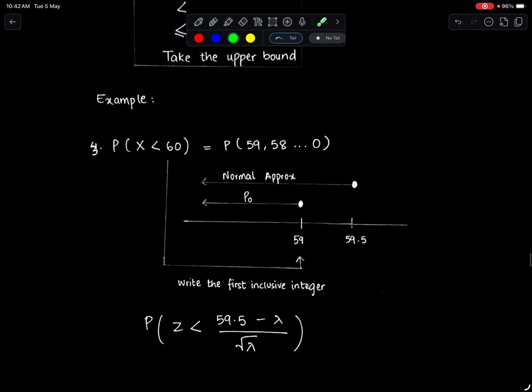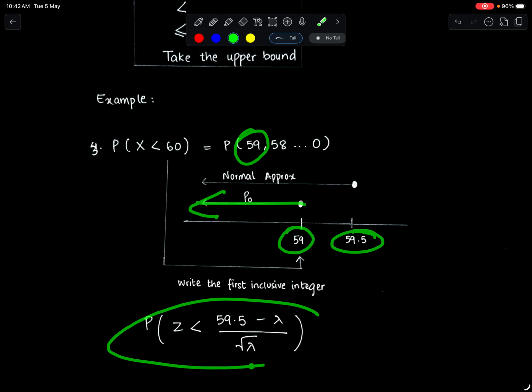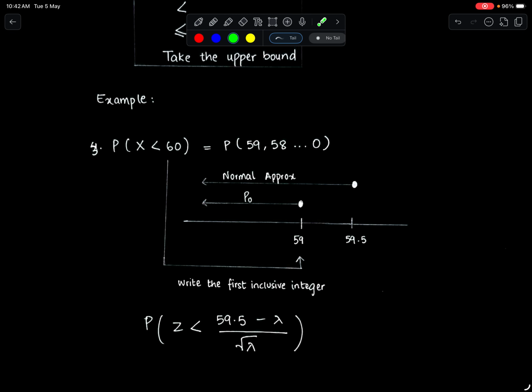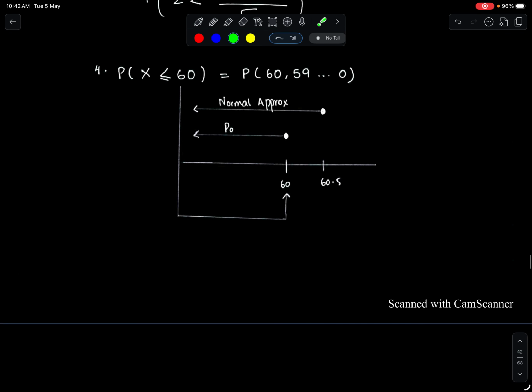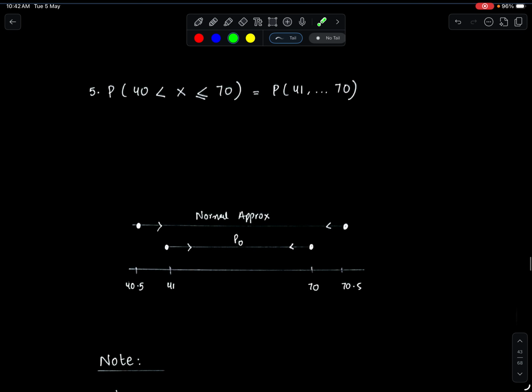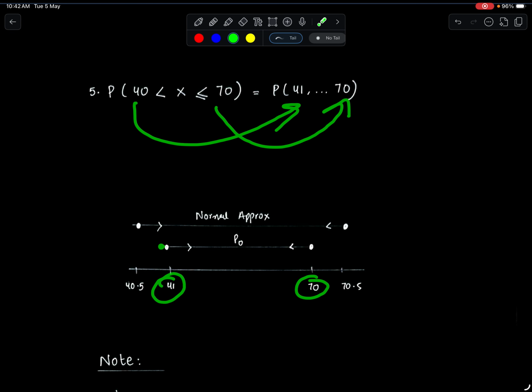So the first inclusive integer is 59 because this is exclusive. So write 59 here. We are going on the left side, take the upper bound. This is the way to solve normal approximation to Poisson distribution. Here the first inclusive is 41, the last is 70, mention both on the number line. Here we are going on the left side, so take the upper bound. Here we are going to the right side, take the lower bound.